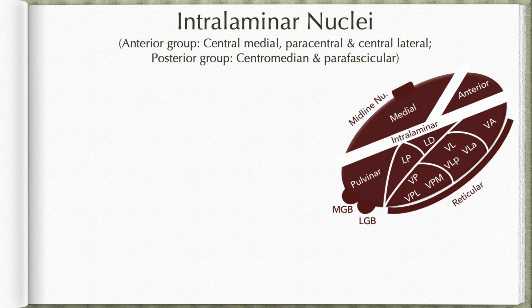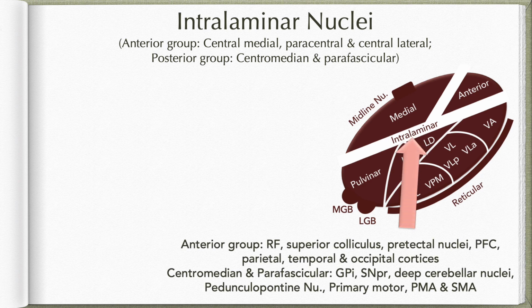Now coming to the intralaminar nuclei, they are divided into 2 groups, an anterior group and a posterior group. The names of the nuclei are mentioned here, but among all these names, just remember the largest of the nuclei belonging to the posterior group, known as the centromedian nucleus. The anterior group receives inputs from the reticular formation, superior colliculus, pretectal nuclei, prefrontal cortex and various areas from the parietal, temporal and occipital cortices.